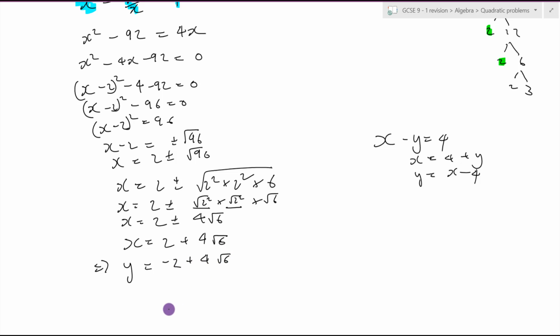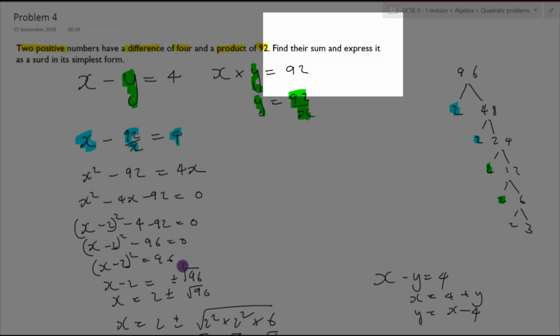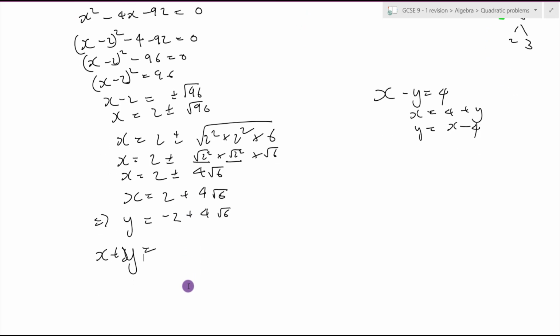And we want to add these two numbers together because we want to find the sum. Remember, the question asks us to find their sum, and express it in its simplest form. So we've got 2 plus 4 root 6 for x, and then y will equal minus 2 plus 4 root 6. So the 2s cancel, and we've got 4 root 6 plus 4 root 6, which gives us 8 lots of root 6 as our final answer.